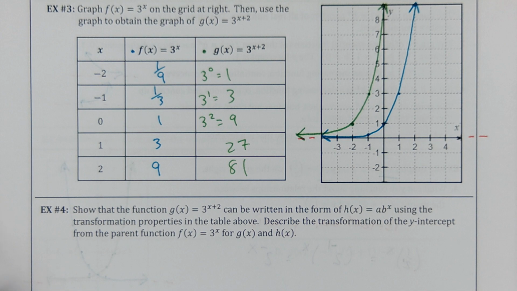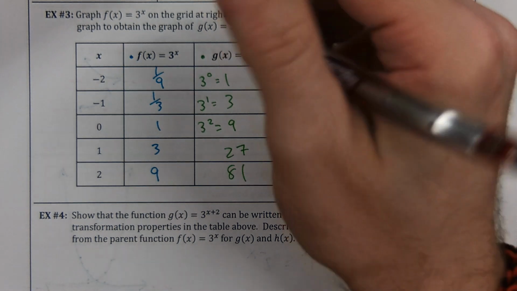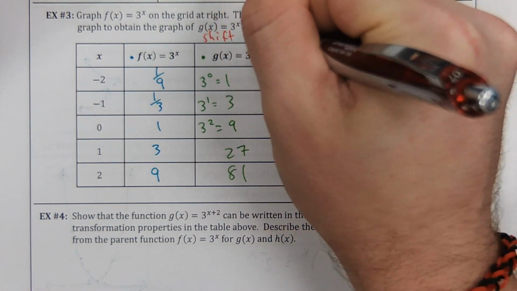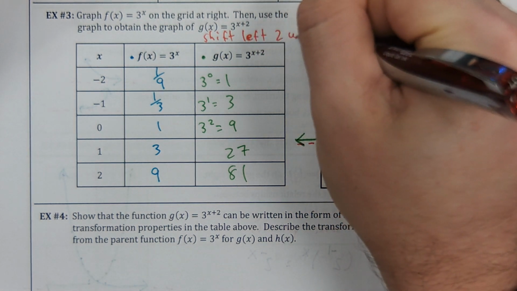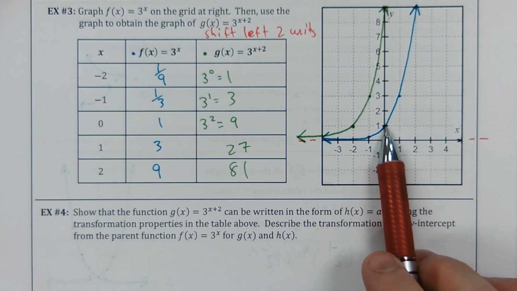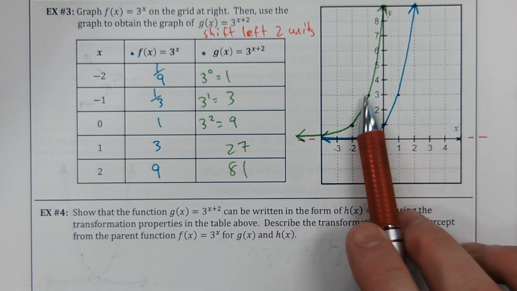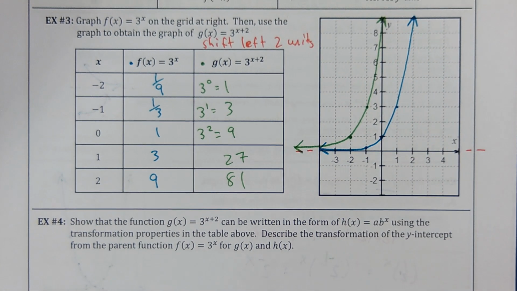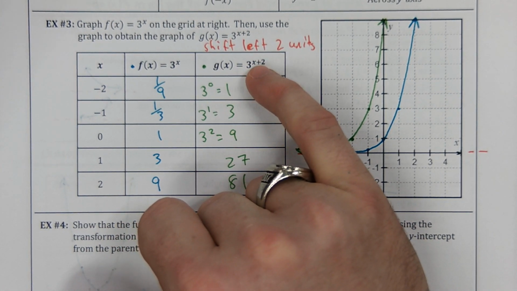You know what would have been easier than actually finding all these values? Just shift all your coordinates left 2 units using transformations. Look, take your y-intercept, shift it left 2. Boop, boop. This one, left 2. This one, left 2. That would have been even easier. Just shift all their dots left 2. So that's how you would describe that transformation. Shift left 2 units.